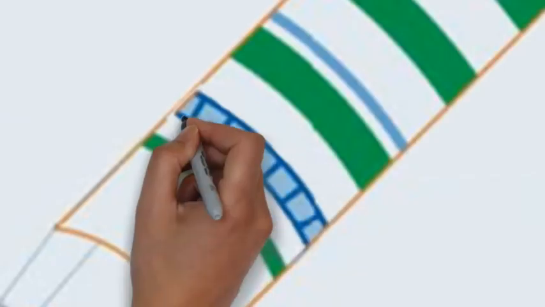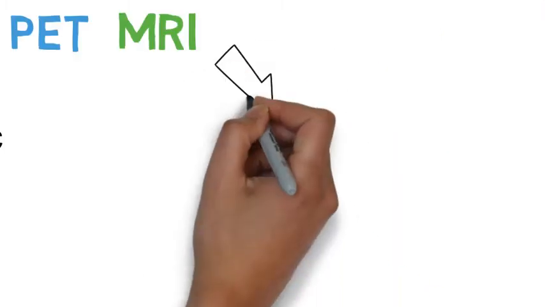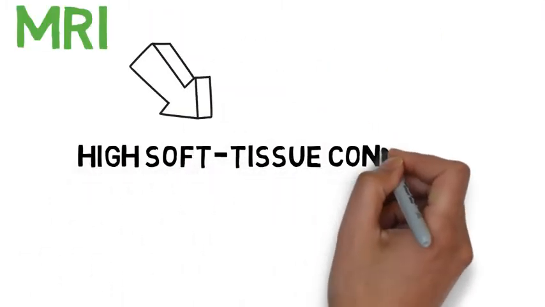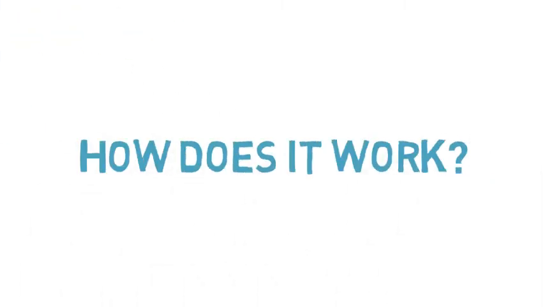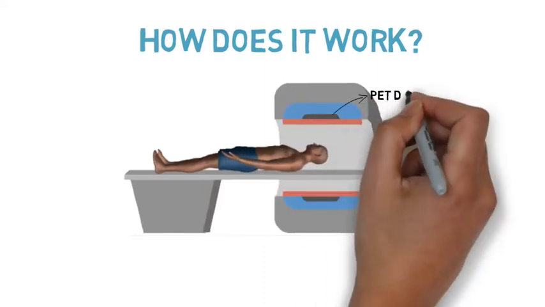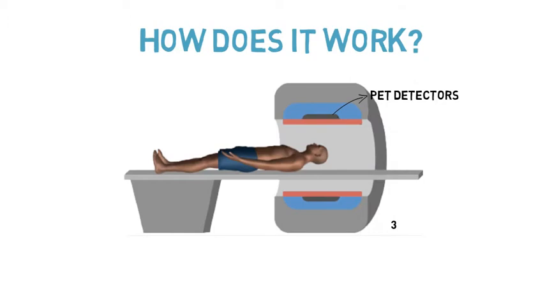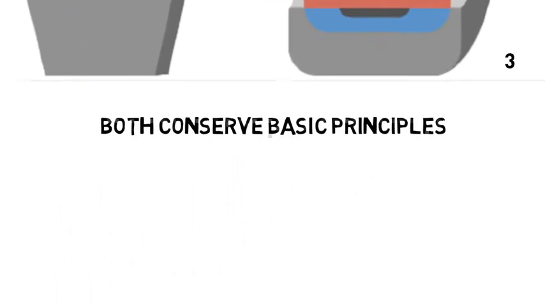PET-MRI is a hybrid imaging system that combines an MRI scanner with fully integrated PET detectors. It merges the functional and metabolic information provided by PET with the high soft tissue contrast offered by MRI. PET-MRI dual modality is basically an MRI scanner with a ring of redesigned PET detectors under the cover in the middle of the magnet, so both techniques conserve their basic principle.